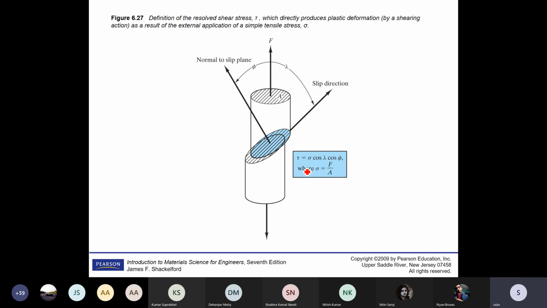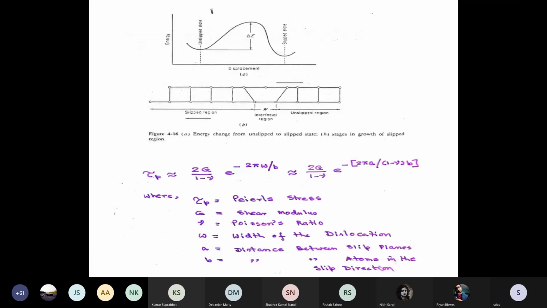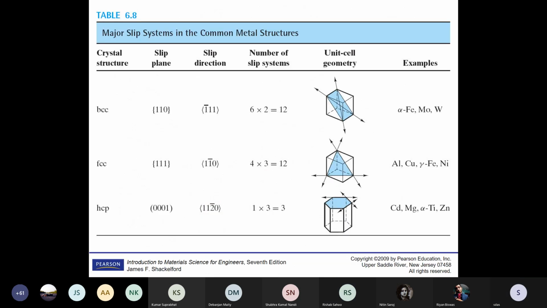Okay. Am I clear to you? Yes, sir. Any other question? So can you go back 3 slides? Oh, sorry. So before the slip system one.